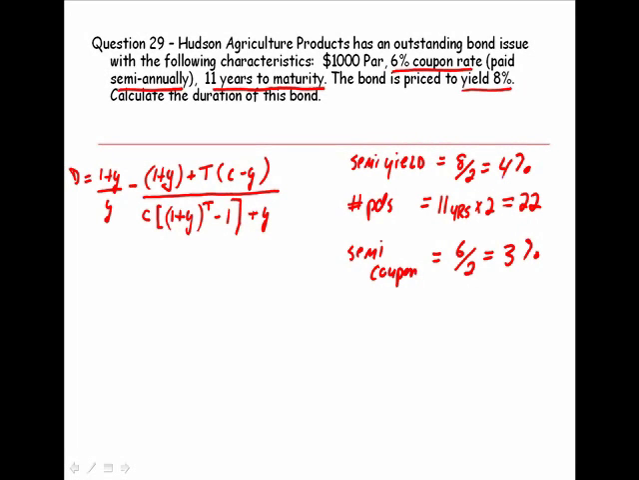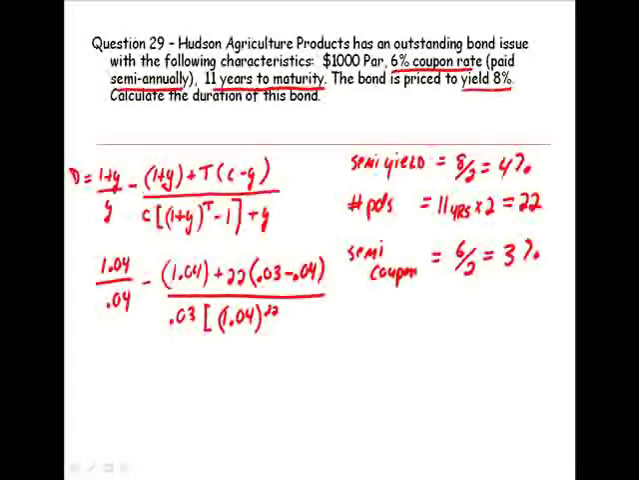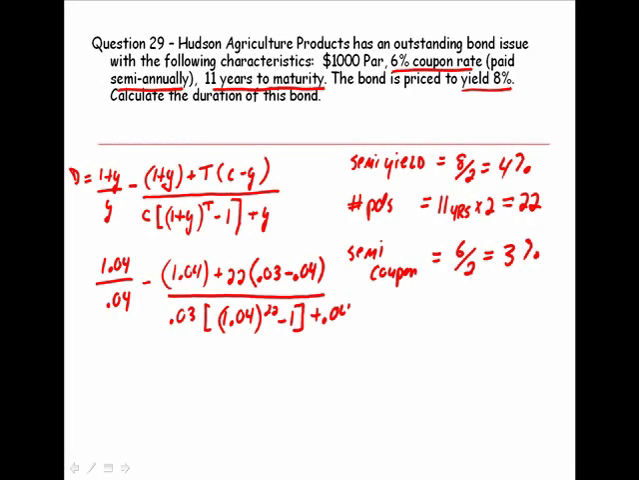Our semi-annual yield is 4%, so we have 1.04 divided by 0.04. In the numerator, we have 1.04 plus the number of periods, which is 22, times our semi-annual coupon, 0.03, minus the yield, divided by the coupon rate, 0.03, times 1.04 raised to the 22nd power minus 1, plus our semi-annual yield of 0.04.